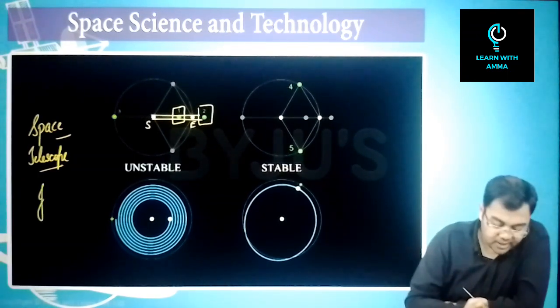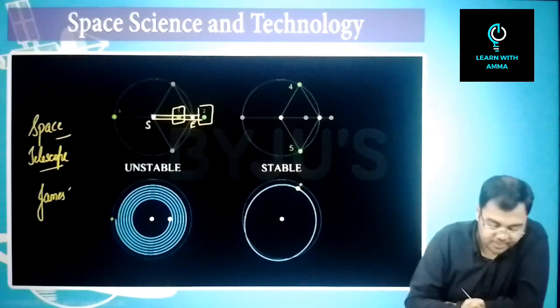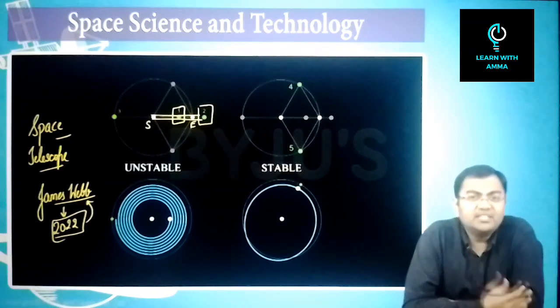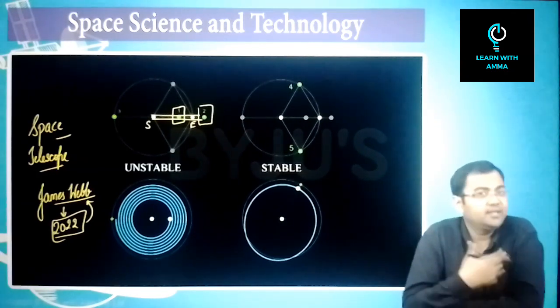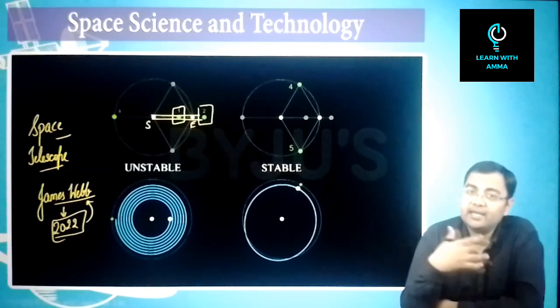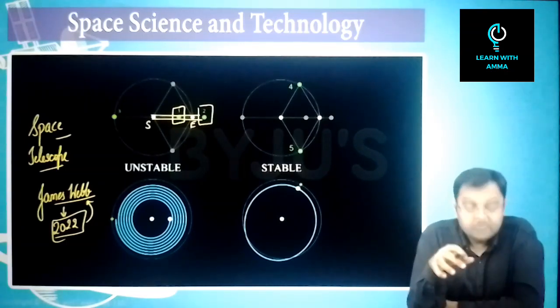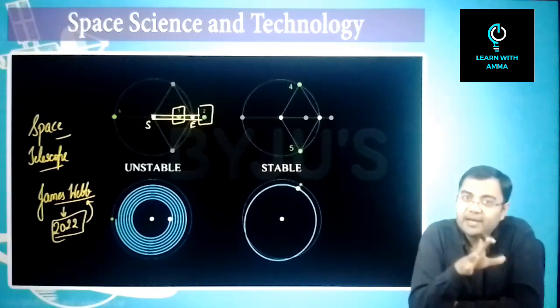So if you have heard about the James Webb Space Telescope, which is supposed to be now launched in 2022, the James Webb Space Telescope will be placed at L2. Initially, it was supposed to be launched in 2019, then it was deferred to 2020, and now we have heard that it has been deferred to 2022. So, James Webb Space Telescope at L2.